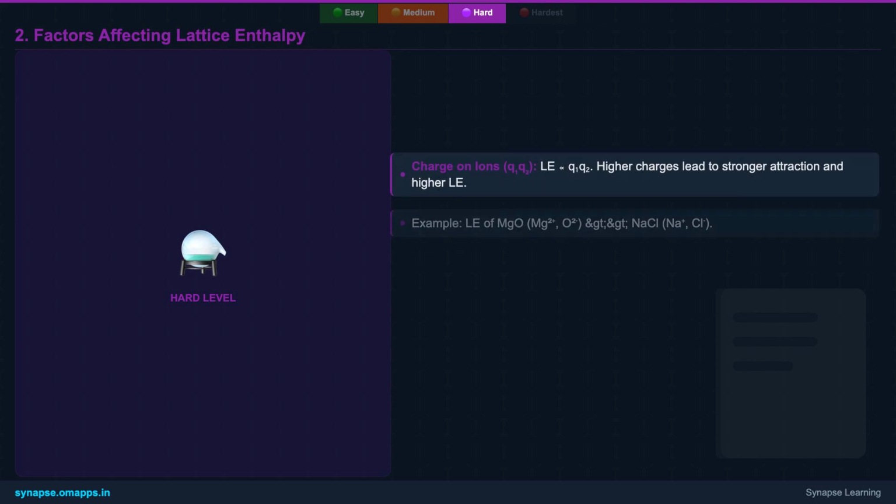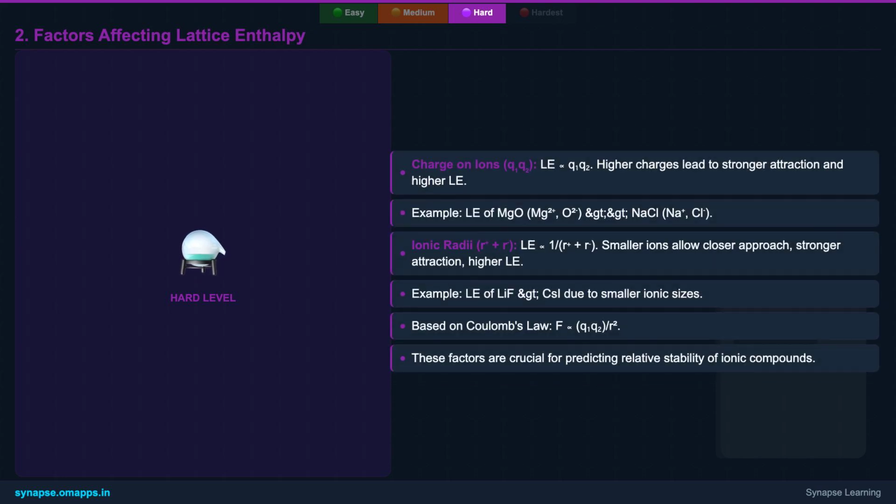The magnitude of lattice enthalpy is primarily governed by two factors, as described by Coulomb's law. First, the charges on the ions. Lattice enthalpy is directly proportional to the product of the charges. Higher charges mean stronger electrostatic attraction and thus a greater lattice enthalpy. For example, MgO, with its +2 and -2 ions, has a significantly higher lattice enthalpy than NaCl, with +1 and -1 ions. Second, the ionic radii.